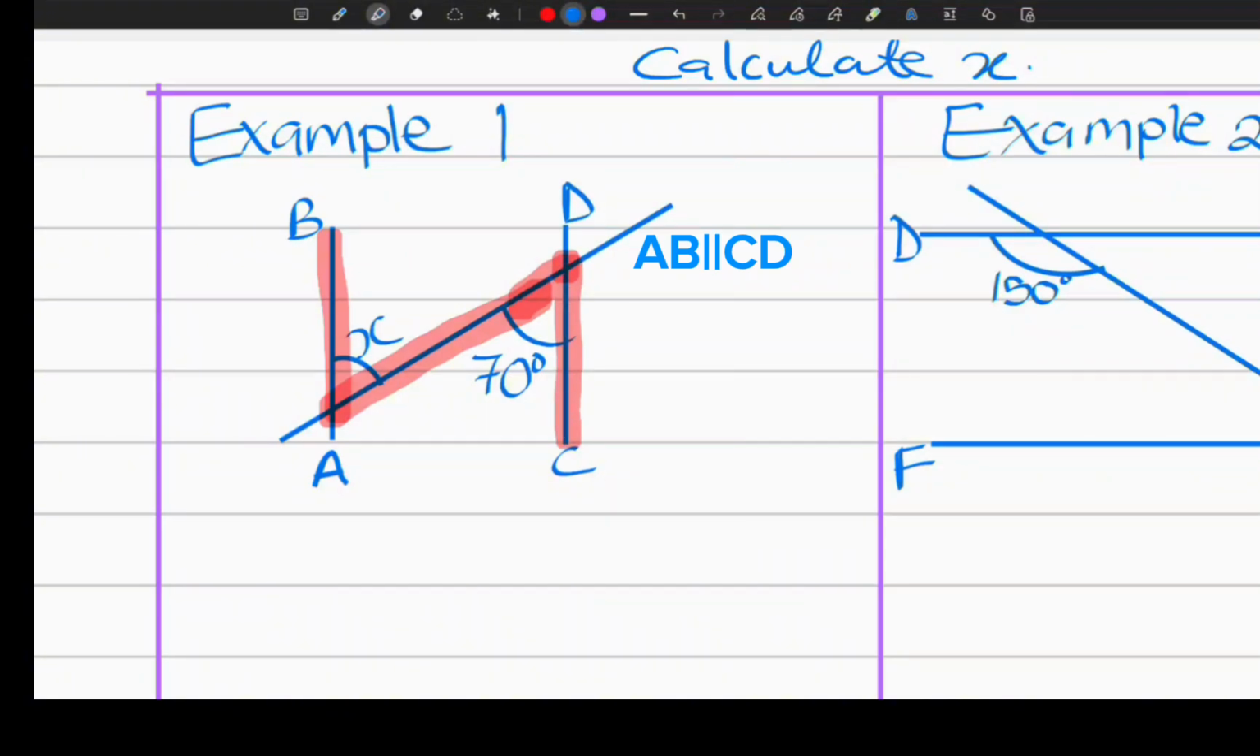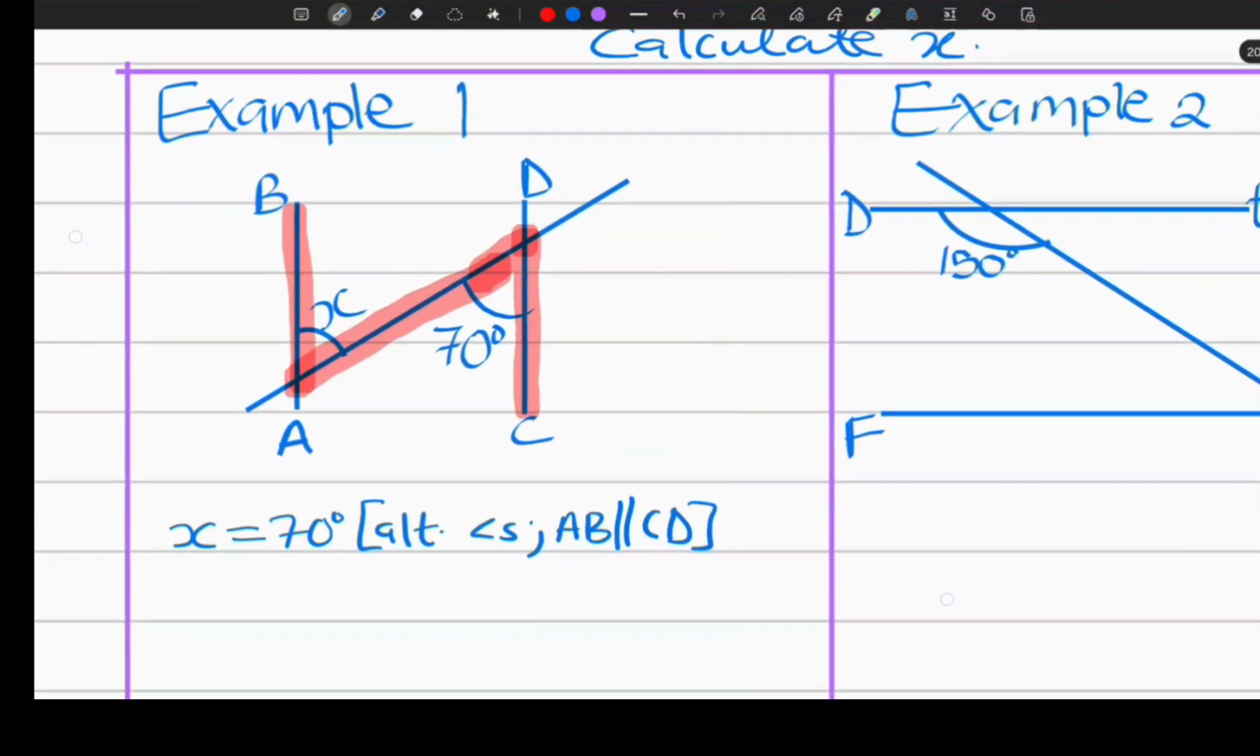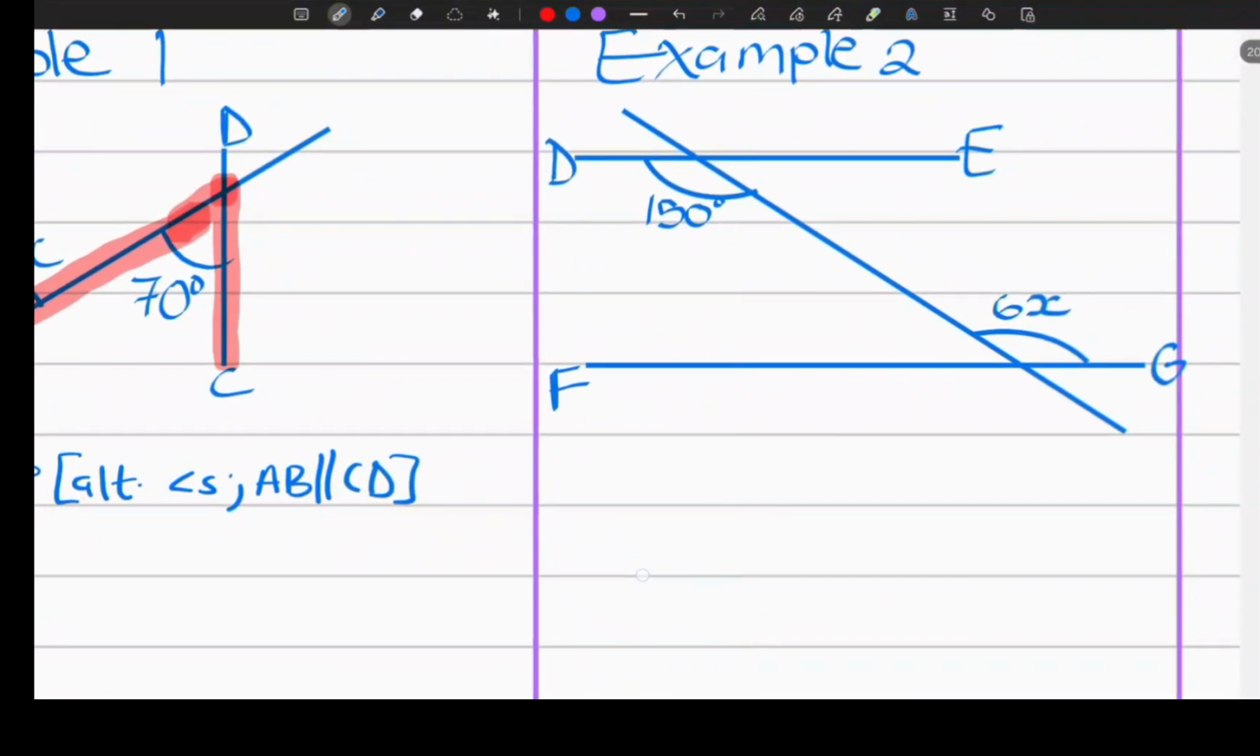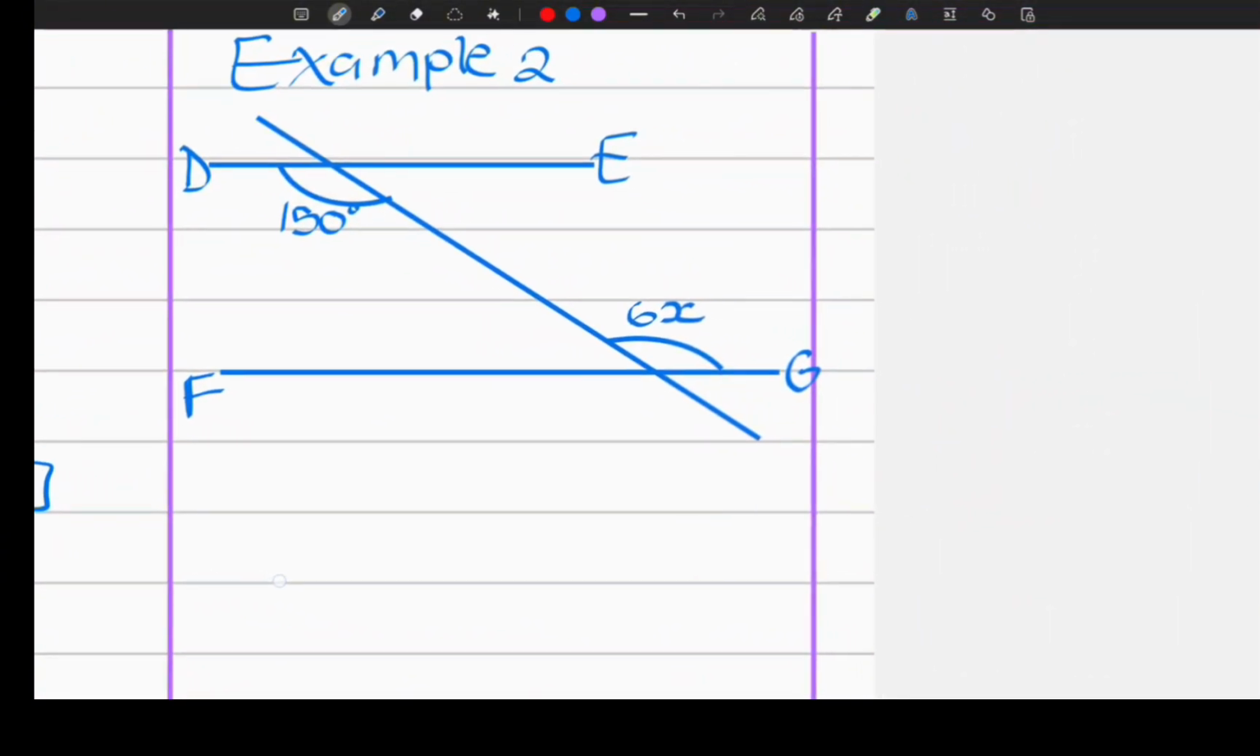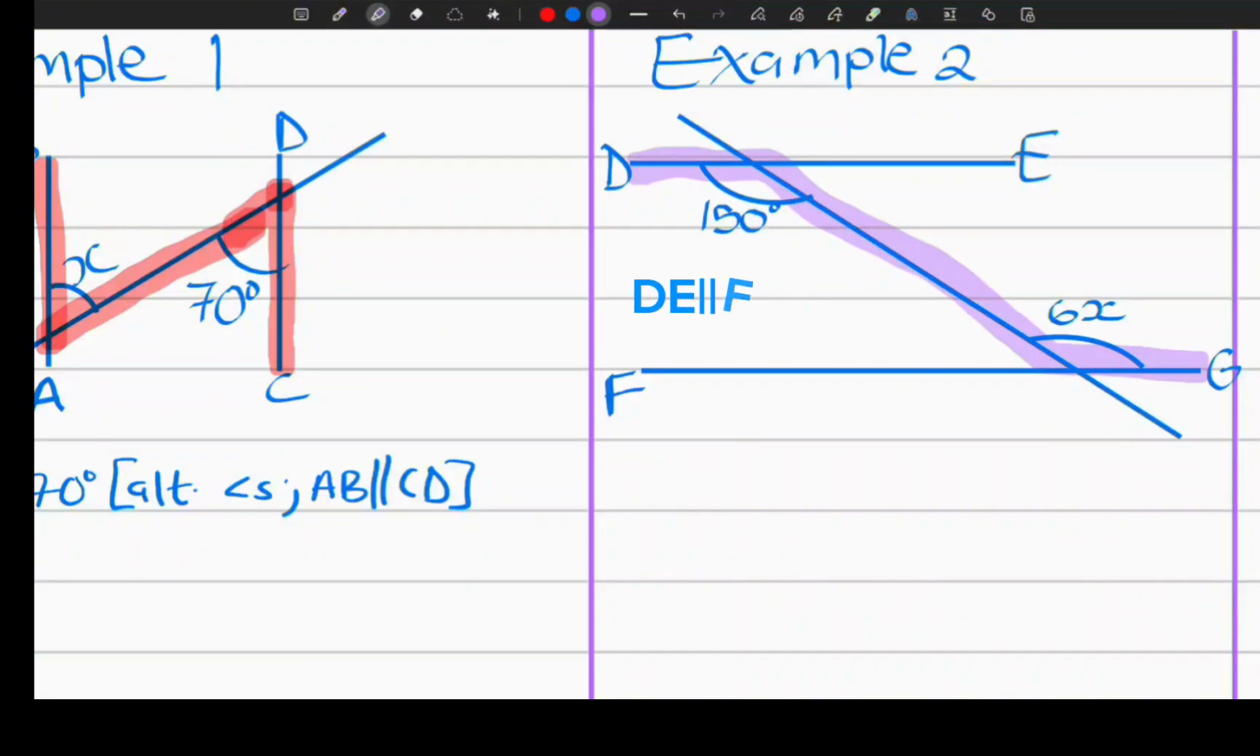We can therefore use the theorem to say that the angle x is equal to 70 degrees, and the reason, alternate angles AB parallel CD. That's it. There's nothing more we can do here. We have determined the value of x. Moving on to the second example. Once again, that is the letter Z for alternate angles, meaning those two angles that we see are in fact equal to each other.